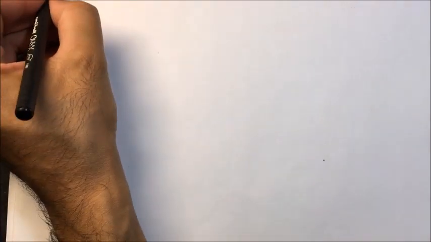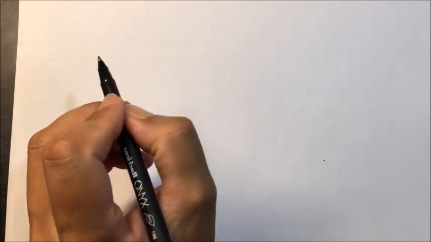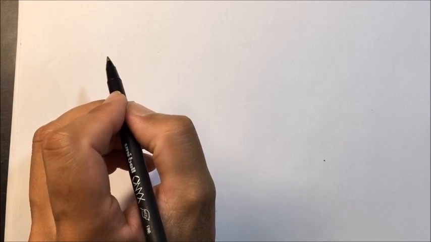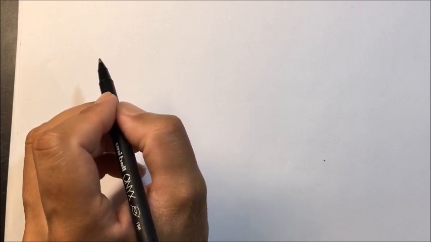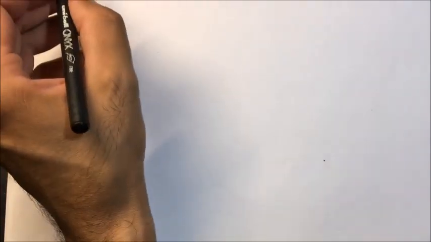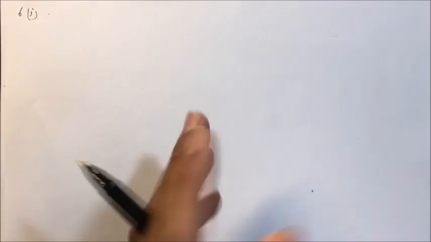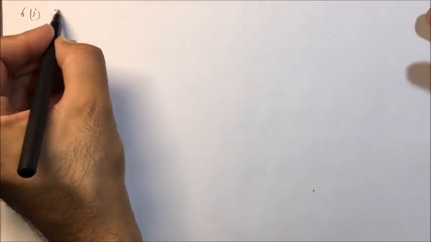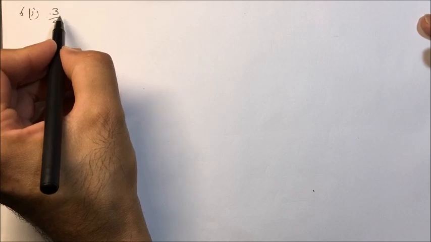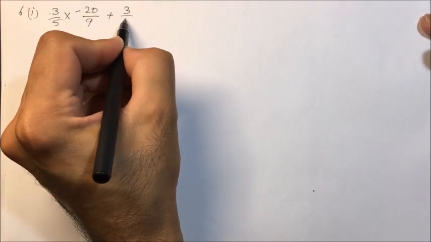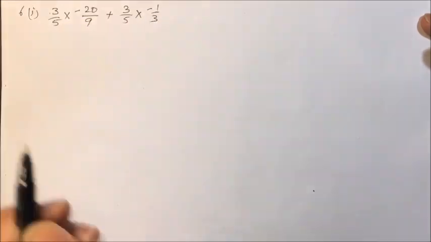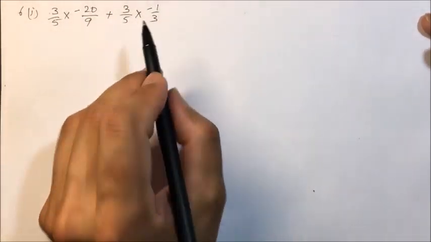Now I'll be taking the sixth question, in sixth the first one. In sixth, what we have to do is make use of the distributive property, to find the value of the given expression. So we have sixth, first: 3 by 5 into minus 20 upon 9 plus 3 upon 5 into minus 1 upon 3. This we have to solve using the distributive property.